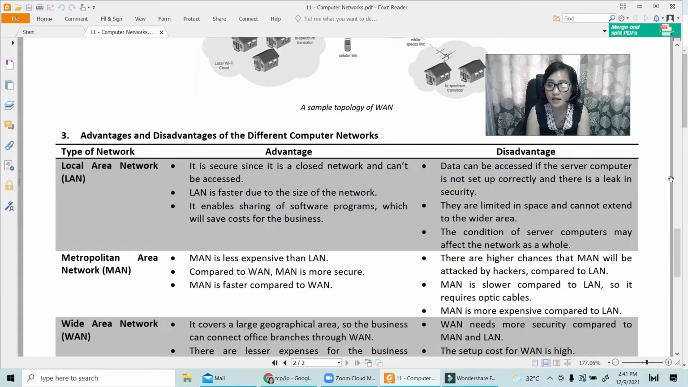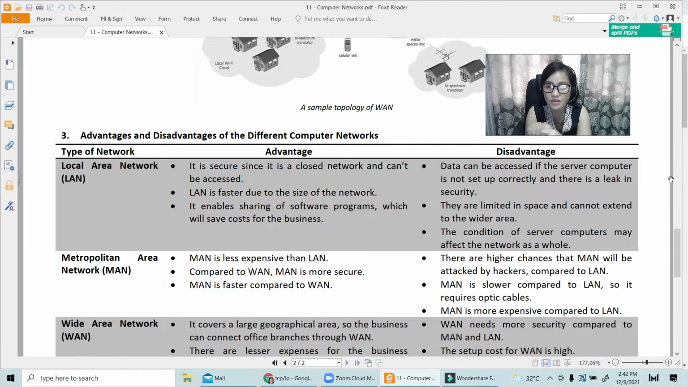It is less expensive than LAN, maybe because of the coverage and the number of connections involved. And compared to the wide area network, MAN is more secure because it's already situated in one area. Although it is a larger area, it is more focused on a certain area. Let's say, for example, it is situated in one town, then it's easier for you to trace and monitor, because the links and the IP addresses are more focused, since the network is situated in that certain area only.